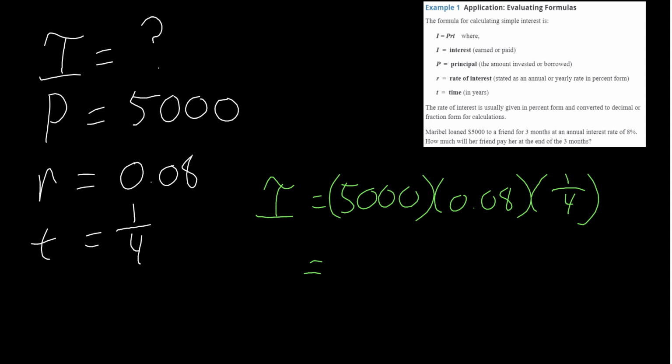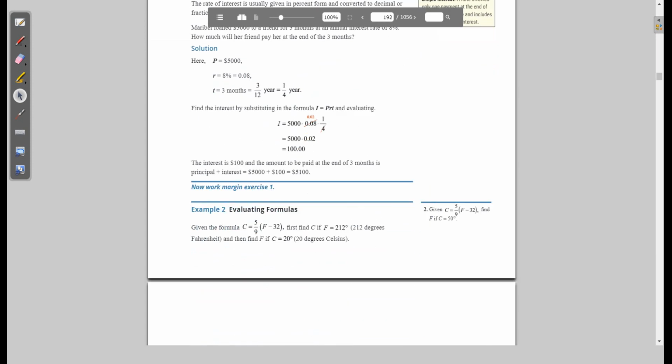What is this? Well, we're going to have to do the math here. So, put this into my handy dandy calculator. 5,000 times 0.08 times 0.25 is 100. Okay, so I said 0.25 because, well, you know that 1/4 is 25%. So after 3 months on a $5,000 loan, she's going to pay her friend back $100. That's an awful friend, making me pay interest on a friendly loan, right?